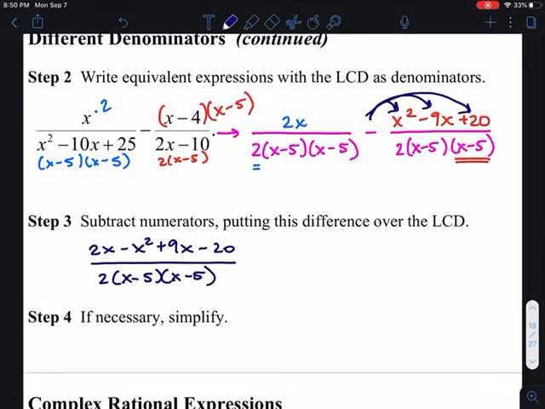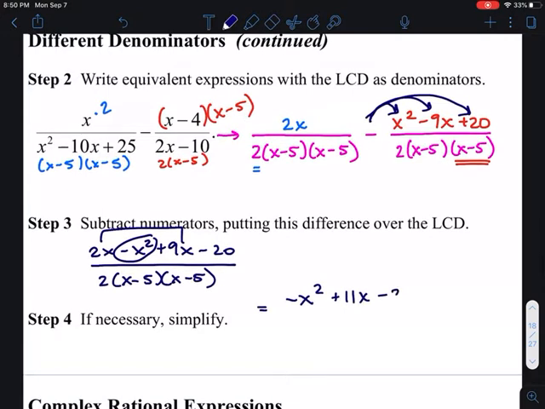And if we go about subtracting, we're going to end up with a negative x squared, highest power first. I have a 2x plus a 9x, which is going to give us a positive 11x. We have a minus 20, and that's all over 2 times x minus 5 times x minus 5. And the last thing it wants us to do, it says, if necessary, simplify.